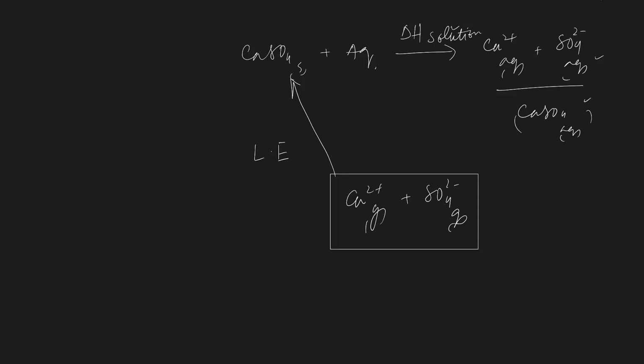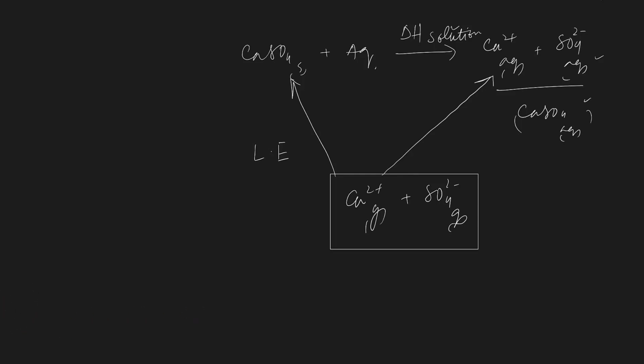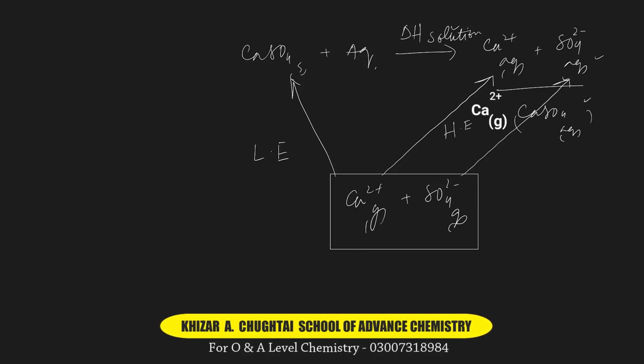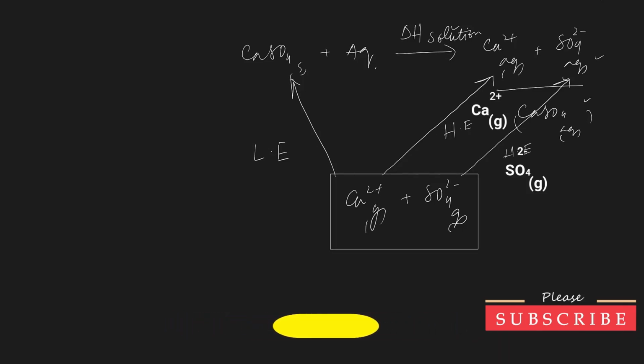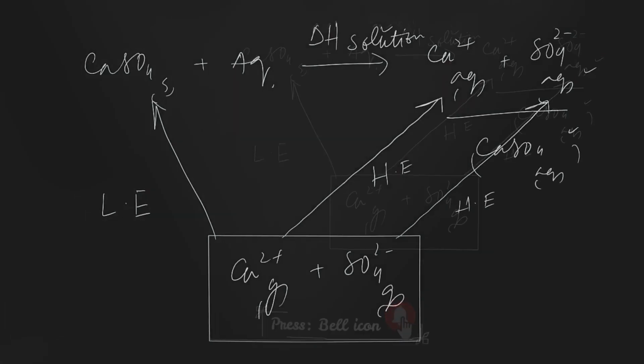When gaseous ions are dissolved in water to make infinite dilute solution, this enthalpy of reaction is known as enthalpy of hydration. As in the case of calcium gaseous ion, the same is the case with the sulfate ion. When sulfate ion is dissolved in water, its enthalpy is known as enthalpy of hydration of sulfate ion. Now I have completed our cycle. Just have a look.